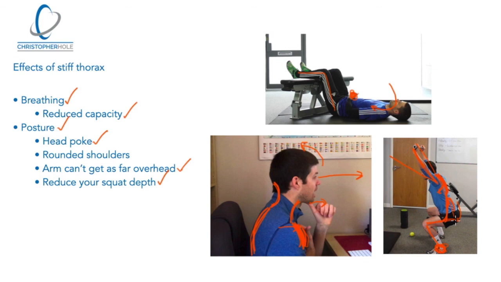It's then going to have arms not getting over the head, which is going to affect the mobility of the shoulder girdle and the shoulder joint. And then finally, it's going to reduce squat depth, which is then going to have an effect on the hip joint as well. So hopefully this has been helpful.